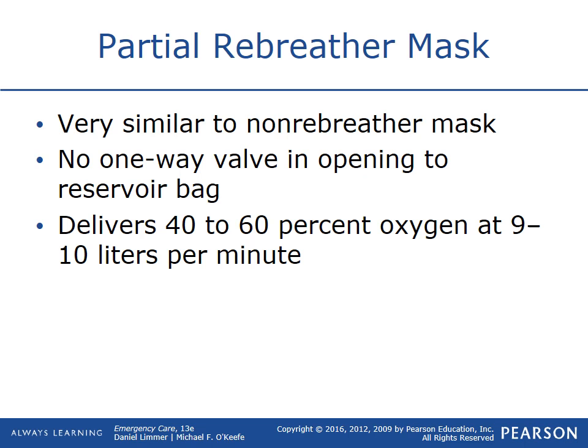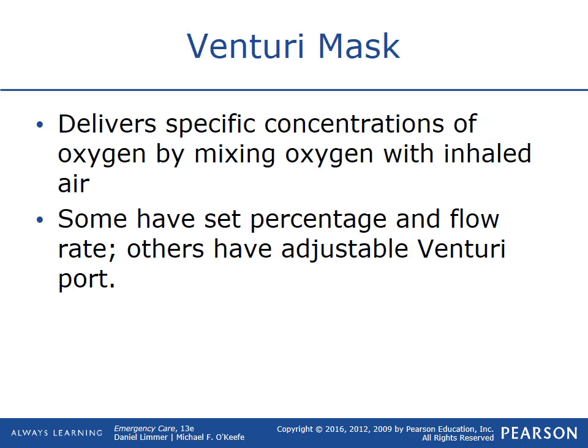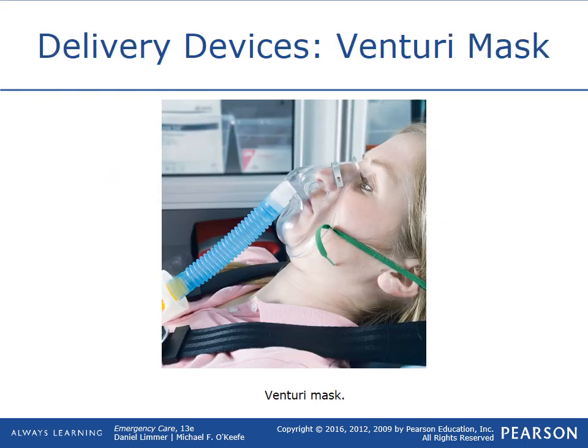A partial non-rebreather is very similar to a non-rebreather, but there's no one-way valve in the opening to the reservoir bag. It delivers 40 to 60% oxygen, and you put it at 9 to 10 liters per minute. There's also something called a Venturi mask, commonly used in the hospital. It'll deliver more specific concentrations of oxygen. It mixes with oxygen and inhaled air. Some have a set percentage and flow rate, others have adjustable Venturi ports. And this is a Venturi mask.